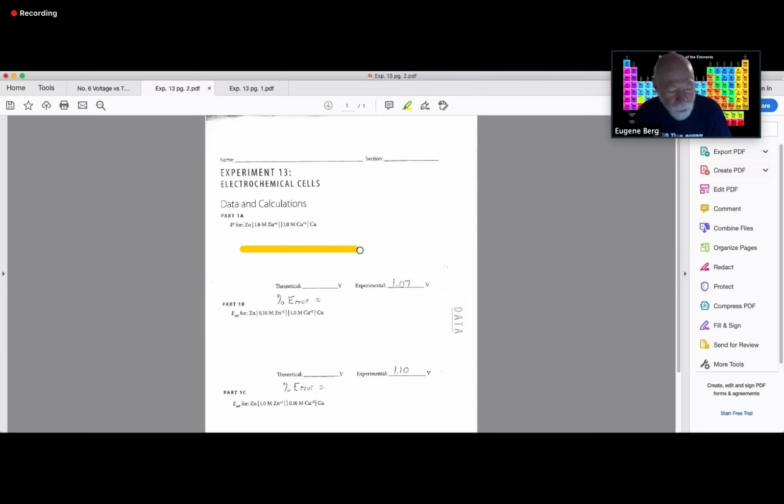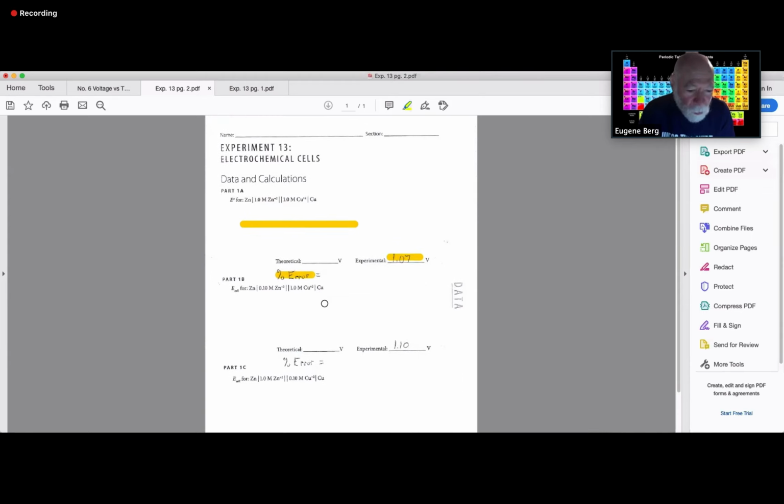Now, I pretended like you actually did the experiment, and so I wrote down a typical voltage a student would get. That would be the 1.07 volts. Then I want you to do a percent error calculation. In case you've forgotten, percent error is the difference between the theoretical and the experimental, divided by the theoretical, times 100, which gives you the percent error on how well your experiment did.